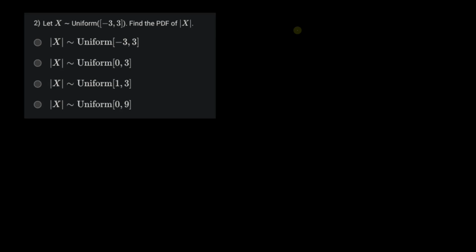Let x be a uniform random variable in the range -3 to 3. Find the PDF of mod of x. So we have a random variable x which is uniform in the range -3 to 3, and we have to calculate the PDF of mod of x.